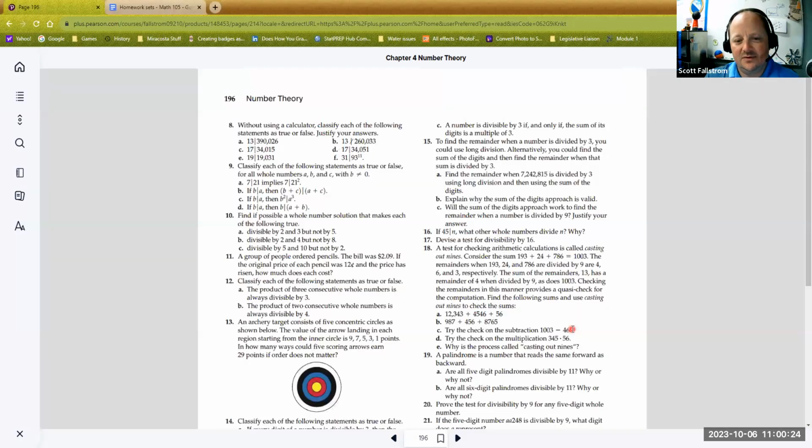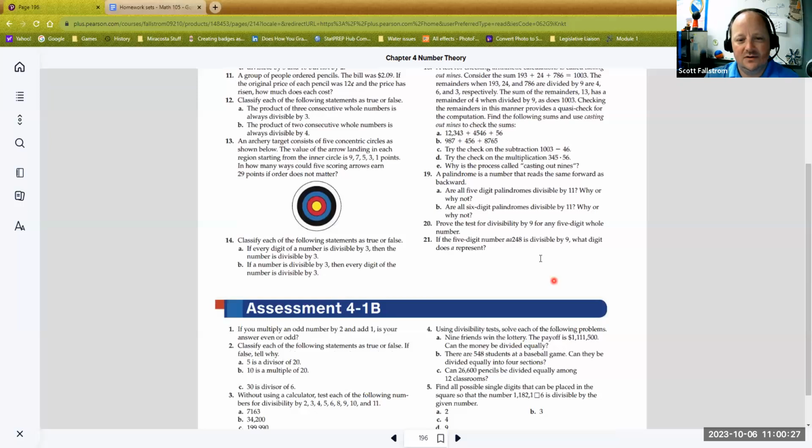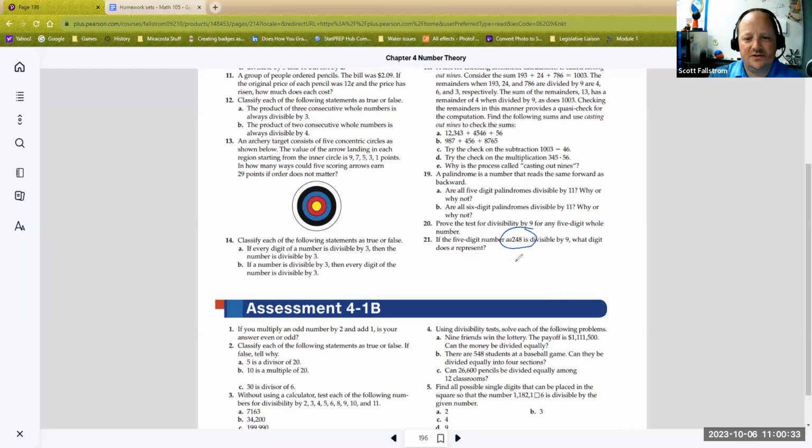Let's see if I go back to part A. Okay, what 5-digit? Yeah, I could do something like this one. Here, I'll do the one in part A. The 5-digit number is divisible by 9. What digit does A represent? So go back and say, what's the test for 9? The test for 9 is the sum of the digits. So A plus 2 plus 4 plus 8. 2 plus 8 is 10 plus 4 is 14, and A plus A is 2A. So I have 2A plus 14. And now I need it to be divisible by 9.